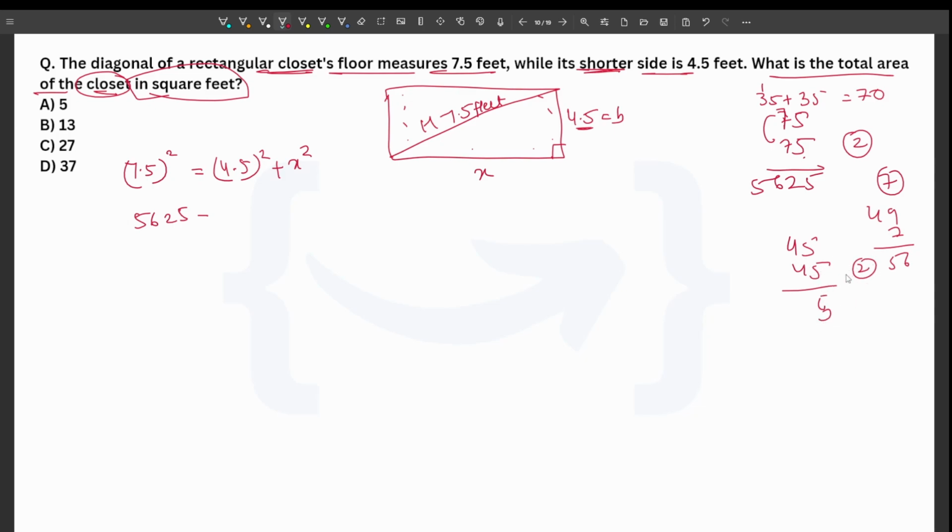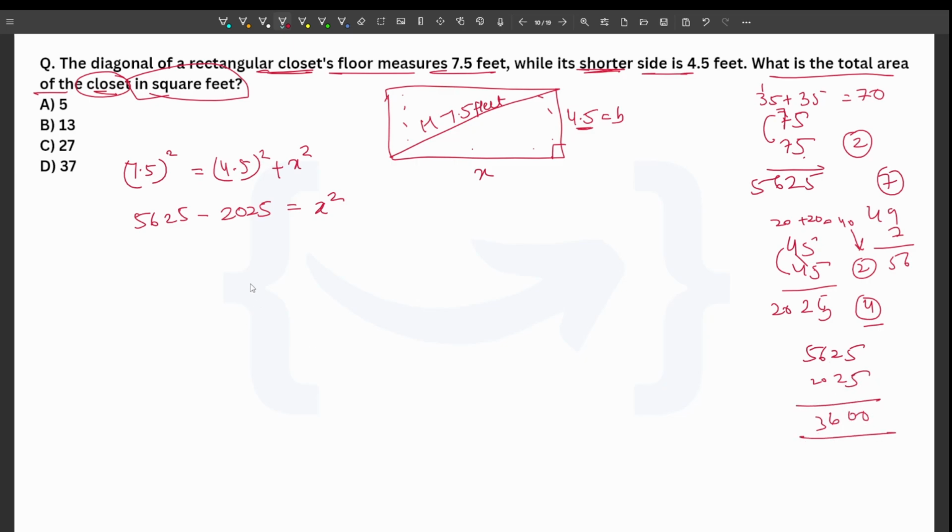2 would be the second decimal place. So 4 5s are 20, 4 5s are 20, which is 40, 40 plus 2, which is 42, 4 carry, 4 4s are 16 plus 4, which is 20. So again, it becomes 2025. Okay, so for x square, you just need to subtract it. So what would be the subtraction of it?